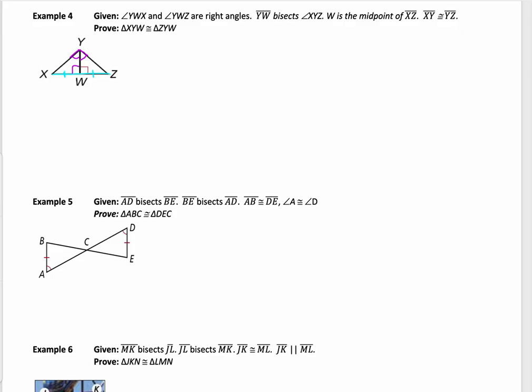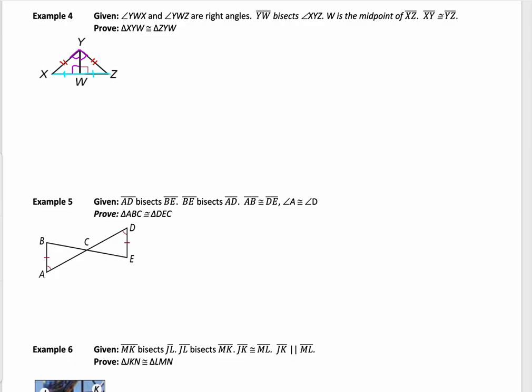Lastly, I'm told XY is congruent to YZ. So I'm going to mark that with double ticks to be different. I don't want to mark it with single ticks because that would imply all those are congruent, but that's not true. So that's a correct marking. Prove XYW is congruent to ZYW. Well, if we're going to do that, we need to show 3 pairs of angles and 3 pairs of sides.